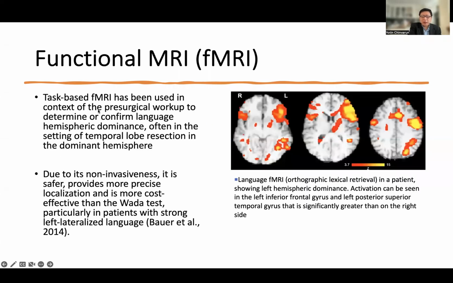With the fMRI scan, we use task-based functional MRI in the context of the presurgical workup. It helps confirm language and hemispheric dominance, often in the setting of temporal lobe resection in the dominant hemisphere. Because it is non-invasive, it is safer, provides more precise localization, and is more cost-effective than the WADA test, particularly in patients with strong left lateralized language. In this example of a language fMRI scan, you see activation in the left inferior frontal and the left posterior superior temporal regions. That one is more significant on the left than on the right side.